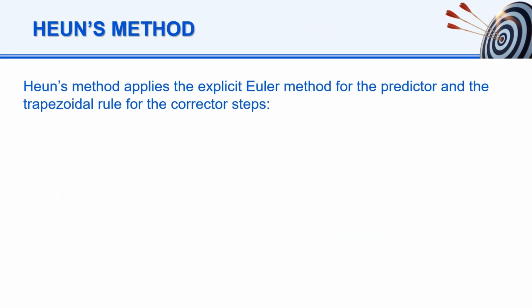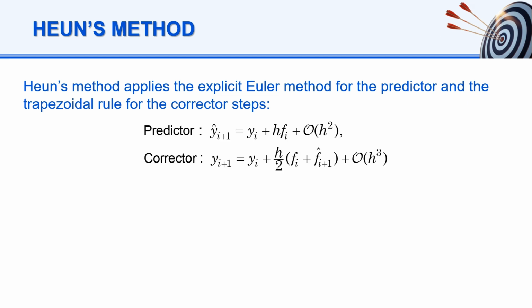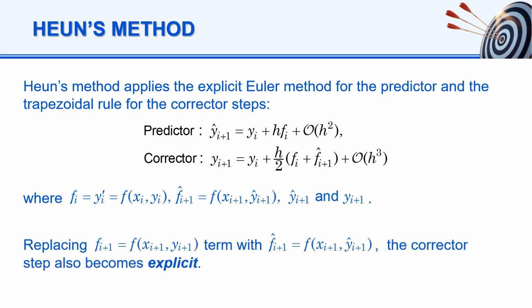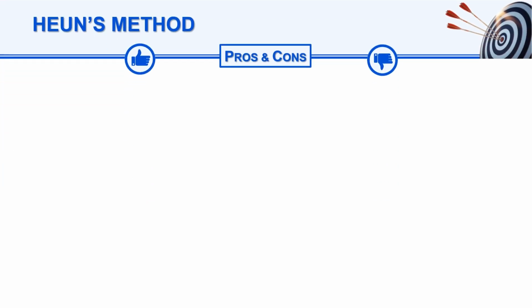Heun's method applies the explicit Euler method for the predictor and the trapezoidal rule for the corrector steps, where ŷ_{i+1} is the predicted value, f_i is the slope evaluated at the prior step, and f̂_{i+1} is evaluated at the predicted step. Replacing the f_{i+1} term with f̂_{i+1}, the corrector step also becomes explicit.